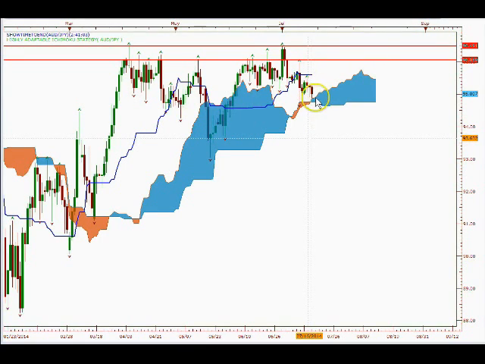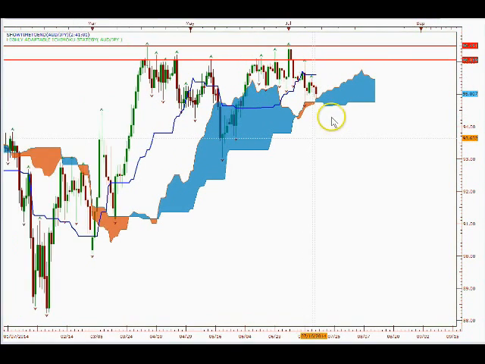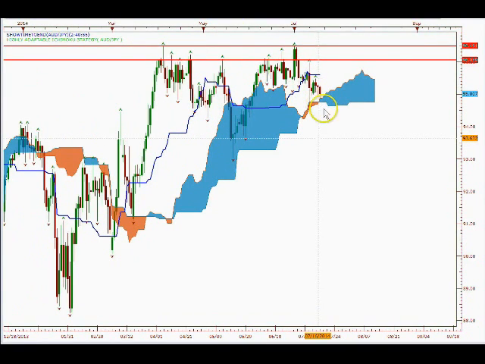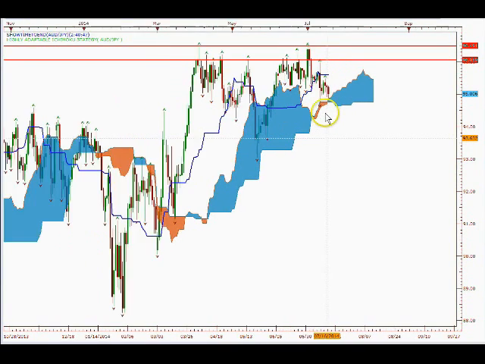So we can still take a short trade here because our momentum and our bias is going to be bearish at that time. We're bearish momentum and bias being below the Kijun-sen. Get below the cloud, we'll have a bearish momentum with that.